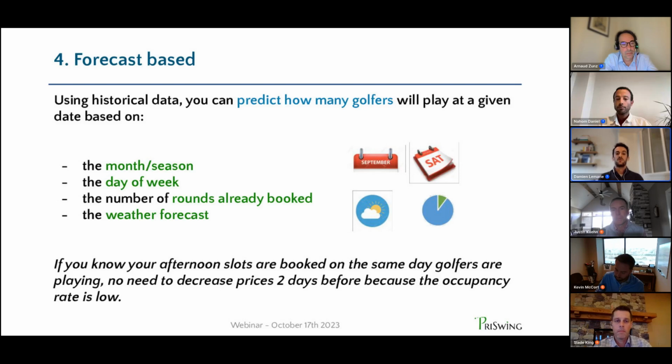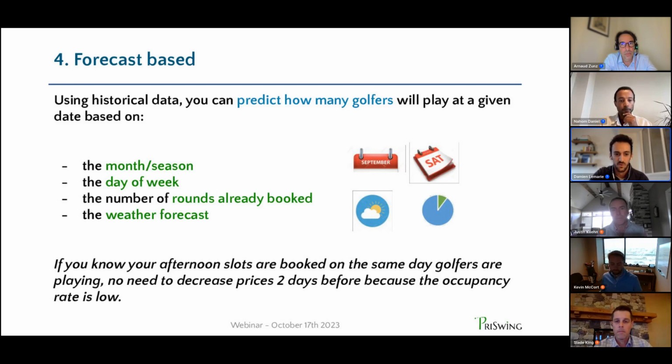So the fourth step, the best one, what we do, is the forecast-based method. The idea is to use your historical data and the current data we have on hand to predict how many golfers will play at a given date on your golf course, based on simple parameters: the month, the season, the day of week, the number of rounds already booked in the tee sheet, and the weather forecast for the next week, for example. Based on all that, you can have an estimation of how many golfers you will have per slot for future dates, and at the end, adjust your prices accordingly.